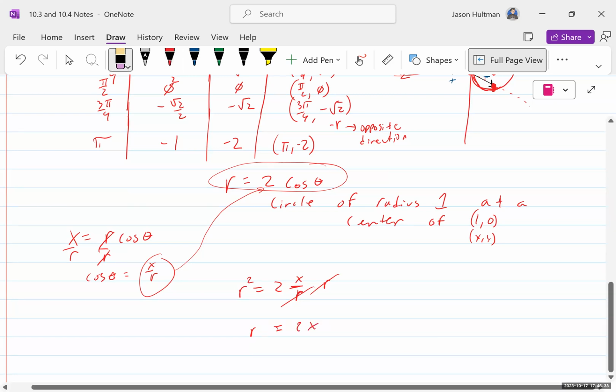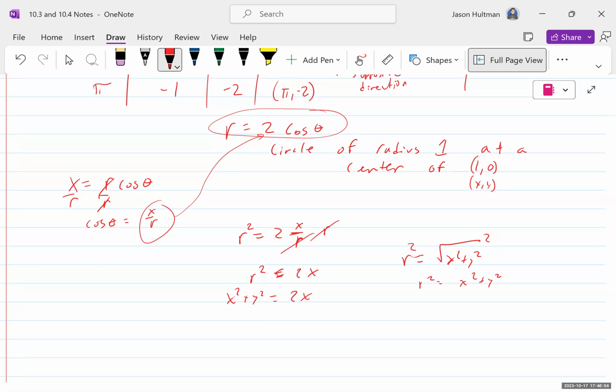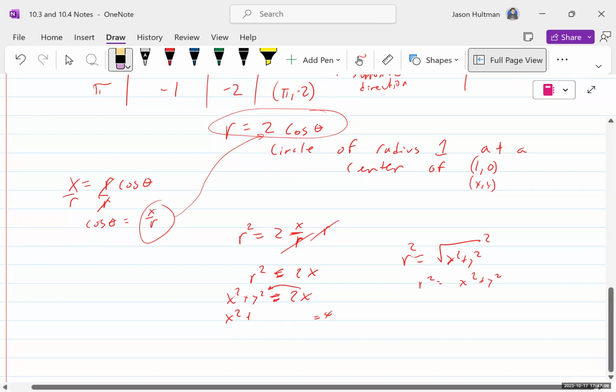Okay, but what is r squared? Well, r was equal to the square root of x squared plus y squared. If I square both sides, I get r squared equals x squared plus y squared. And so this becomes x squared plus y squared, which is r squared, which is what's right above it, is equal to 2x. Now, if I really wanted to be cheeky, I could move this over, and I get x squared plus y squared minus 2x is equal to 0. Let's rearrange this to x squared minus 2x plus y squared equals 0.